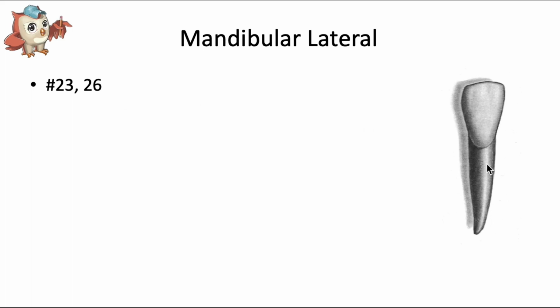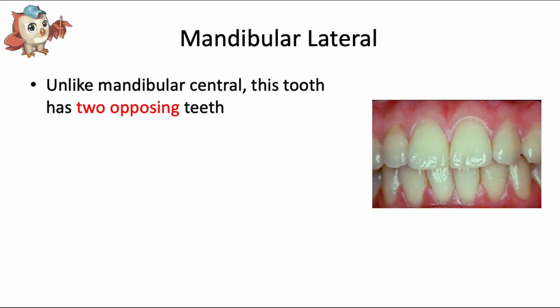Now, this tooth is very similar to the mandibular central that we talked about in the last video. So I'm going to spend most of this video talking about the things that distinguish this tooth from its neighbor. So unlike the mandibular central, this tooth opposes two other teeth, the maxillary central incisor and the maxillary lateral incisor. So it has two contact surfaces. Specifically, it's contacting the upper central on its distal marginal ridge and the upper lateral on its mesial marginal ridge.